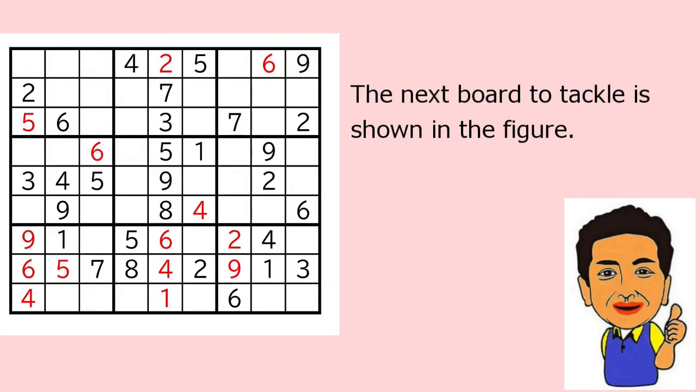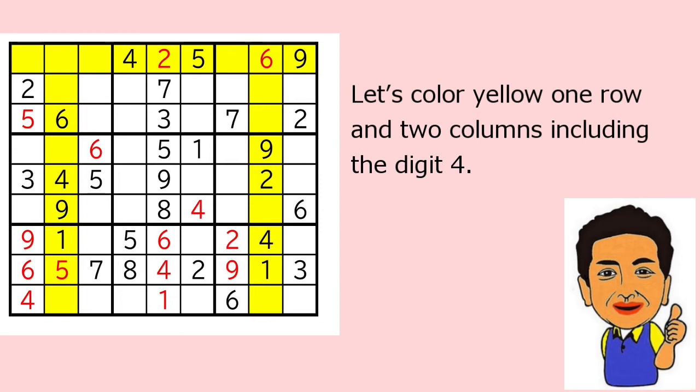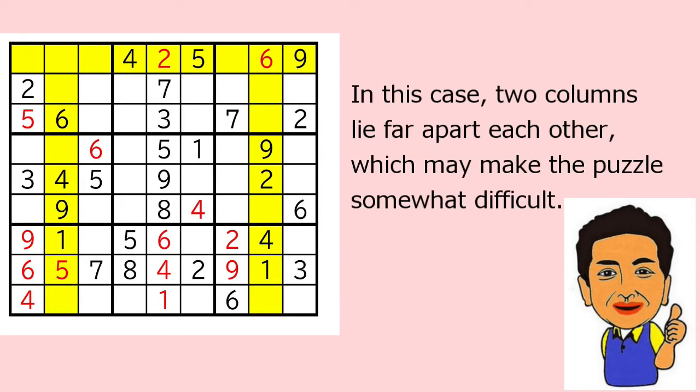The next board to tackle is shown in the figure. The answer to the board is 4, as shown in the figure. Let's color yellow 1 row and 2 columns, including a digit 4. In this case, the 2 columns lie far apart from each other, which may make the puzzle somewhat difficult.